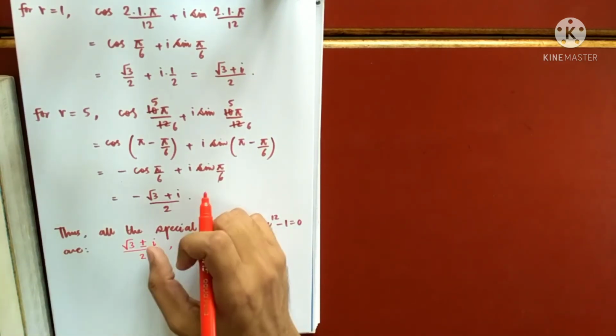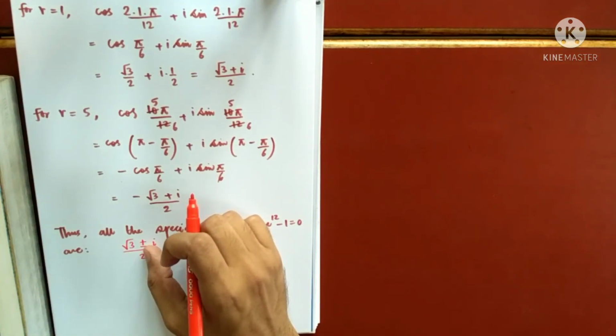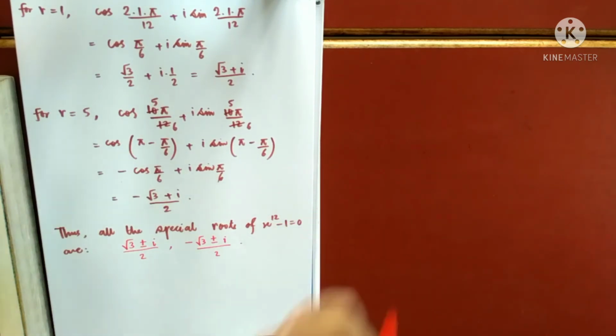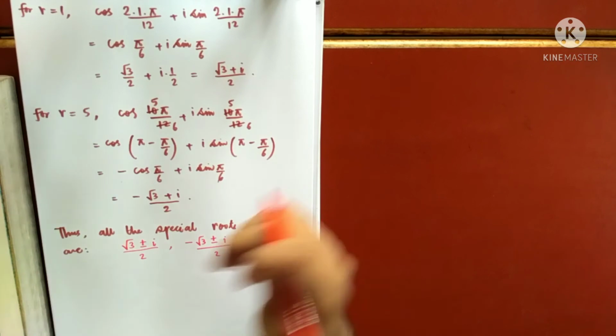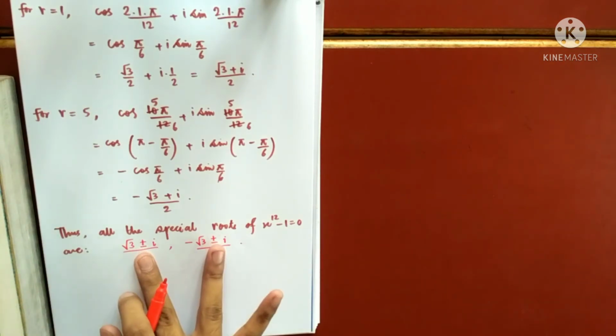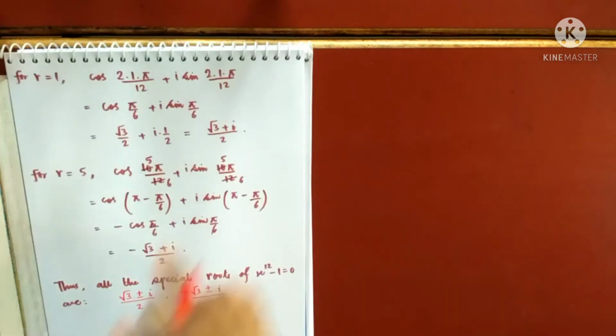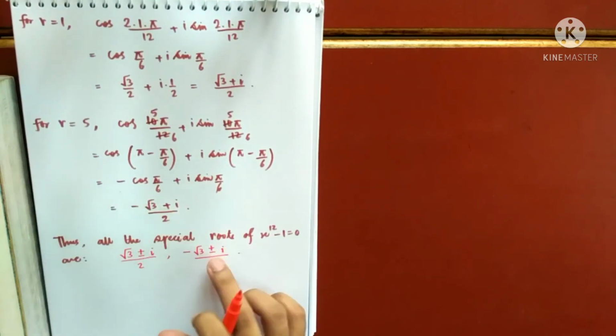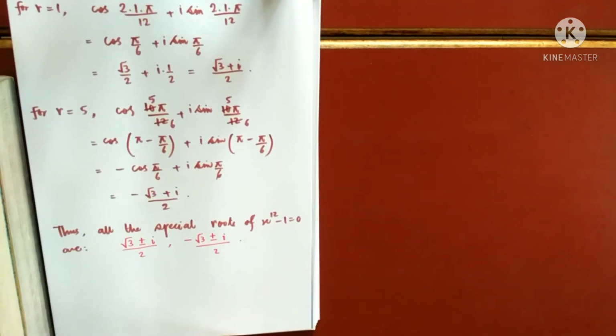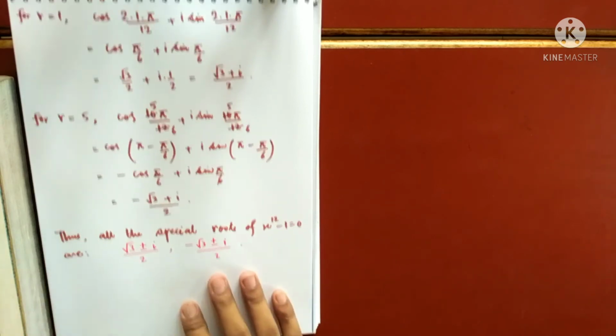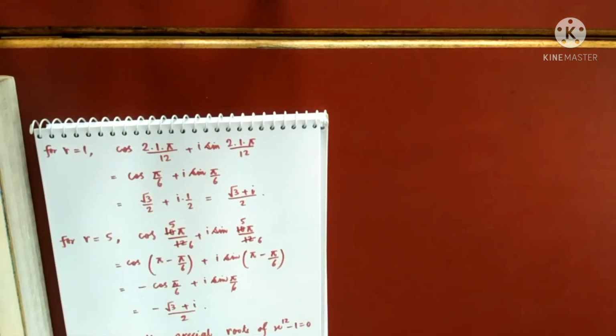And you can also guarantee why, because when I have a real polynomial whose coefficients are real numbers, the complex roots always occur in conjugate pairs. So if plus is a root, minus must be, and if plus is a root, minus must be. So these are the special roots of this equation. So we have an idea how to find the special roots now. We just go through it once.